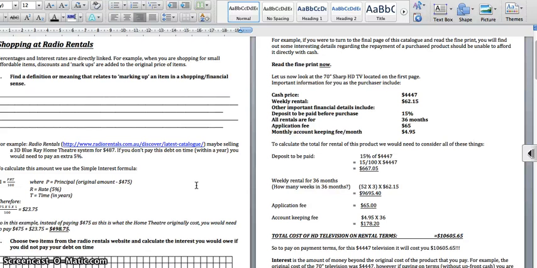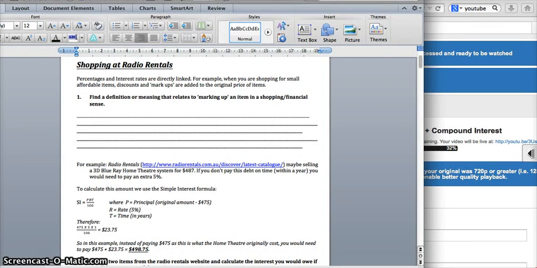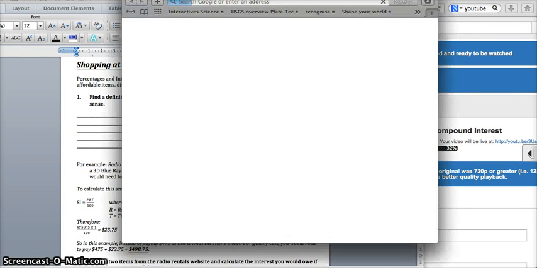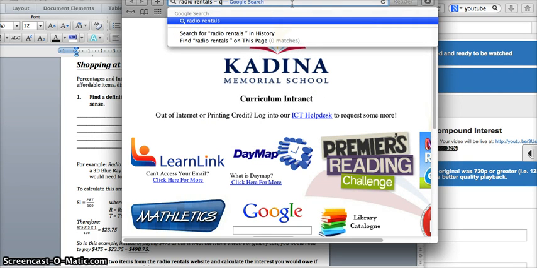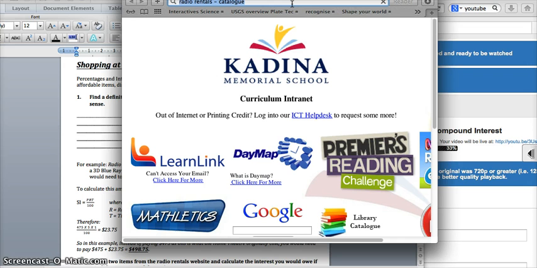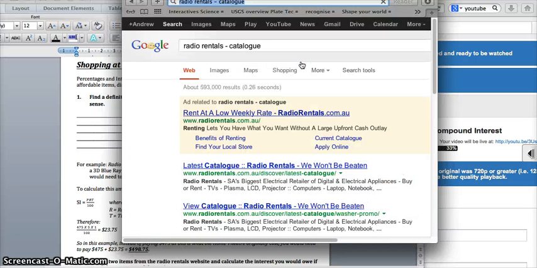So the first one is around shopping at Radio Rentals. Now, if you were to bring up the Radio Rentals catalogue, which I'll endeavour to do, you will find that there is an enormous amount of fine print available in their catalogues. Like any catalogue, we're just choosing to use them. And the fine print is really important because it tells you how much you need to pay once you do all your calculations.